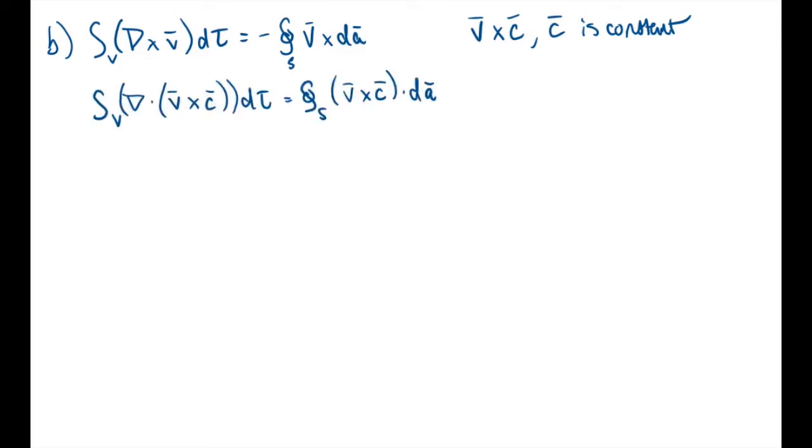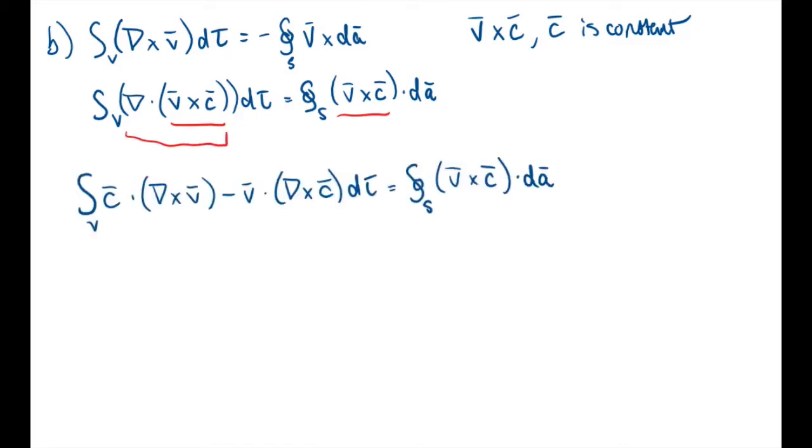The divergence theorem states that the integral of the divergence of a vector, in this case v cross c, over a volume is equal to the surface integral over a closed surface of the same vector dotted with the area vector of the surface. So we'll expand this product, which gives us this, and the curl of a constant vector is also 0, so this term disappears.